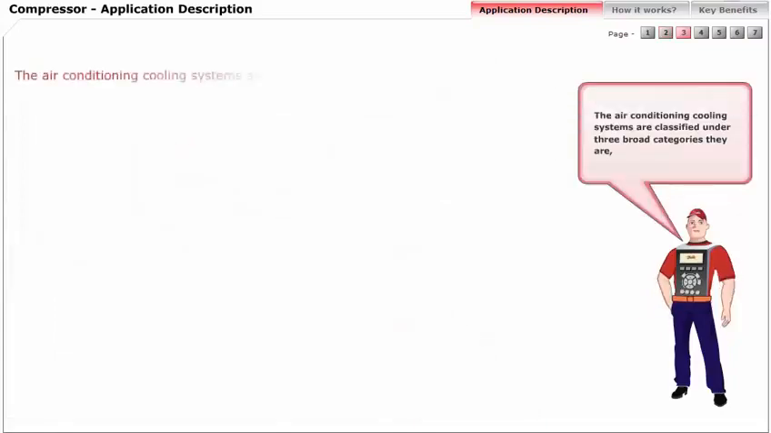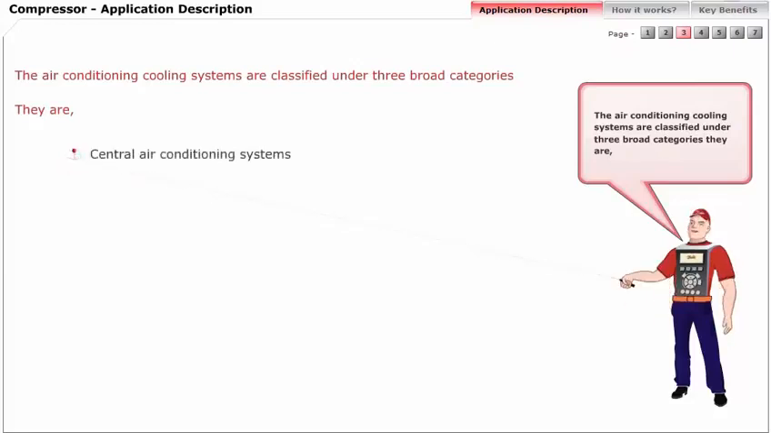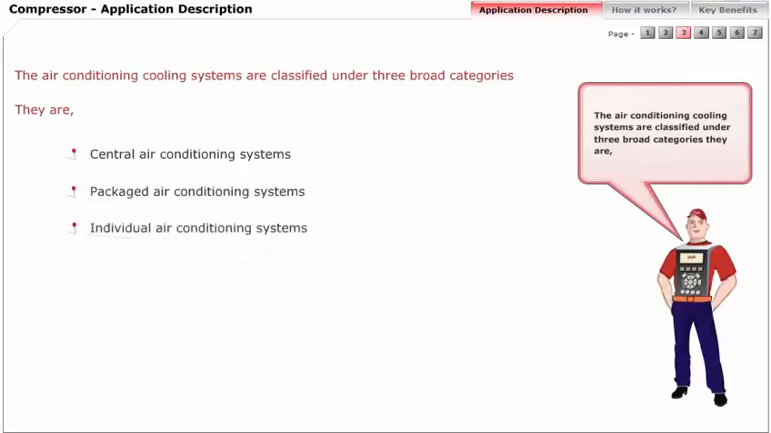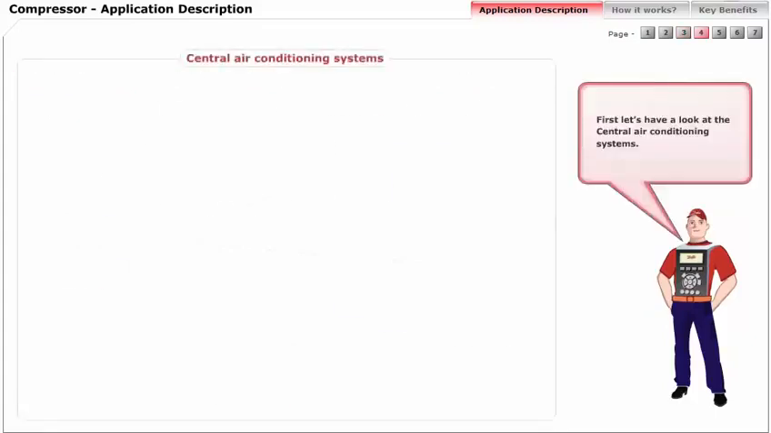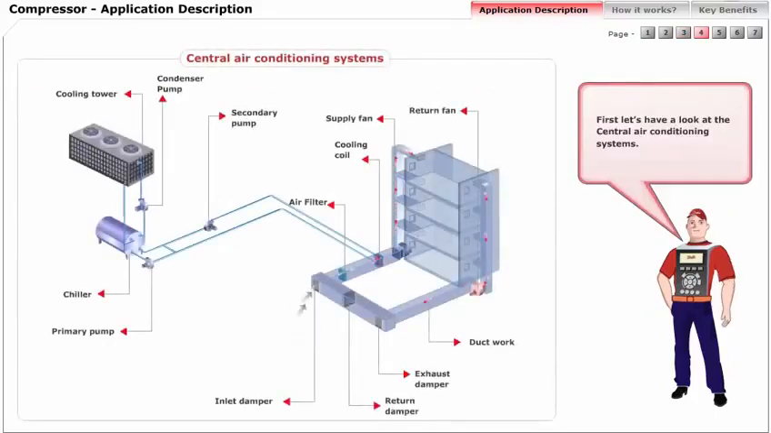The air conditioning cooling systems are classified under 3 broad categories. They are central air conditioning systems, packaged air conditioning systems, and individual air conditioning systems. First, let's have a look at the central air conditioning systems.